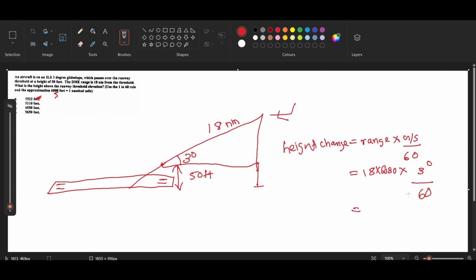Can use the scientific calculator. It would be around 5472 feet. So 5472 feet would be the distance from the aircraft to here, and we have to add this 50 also with this. So it will make it up to 5522 feet. So the option is Alpha.